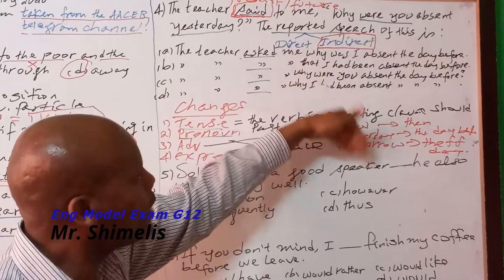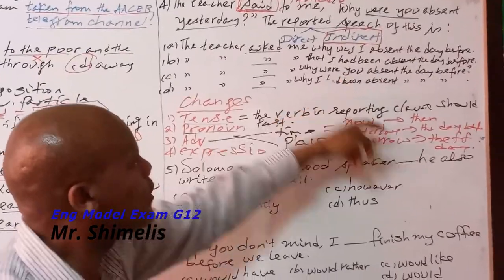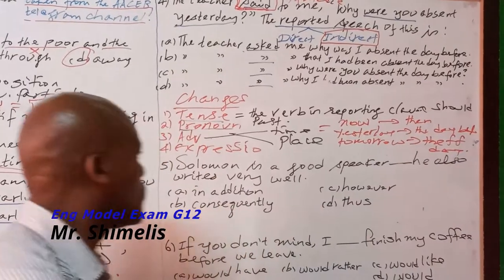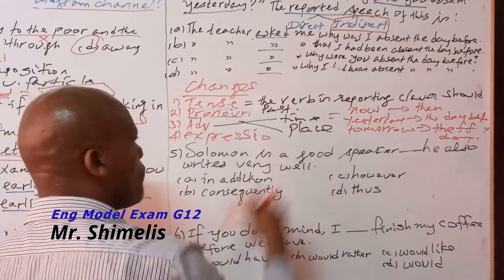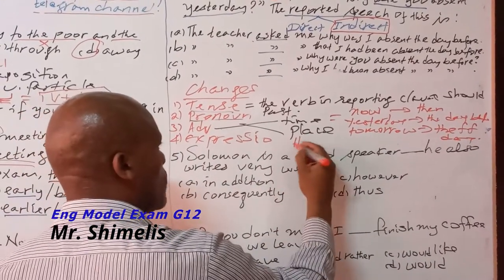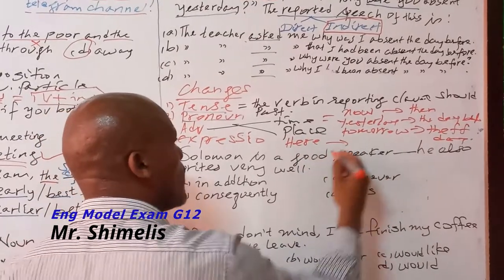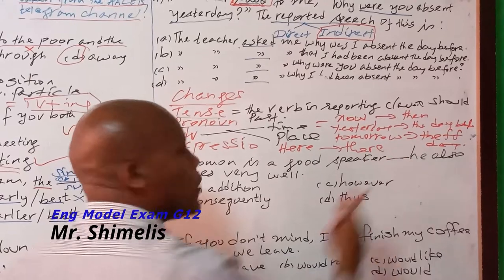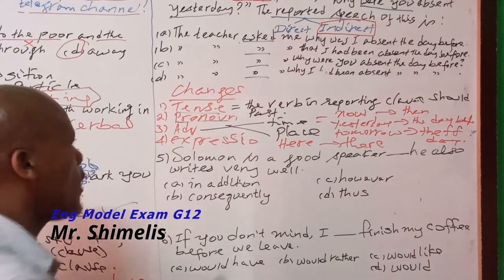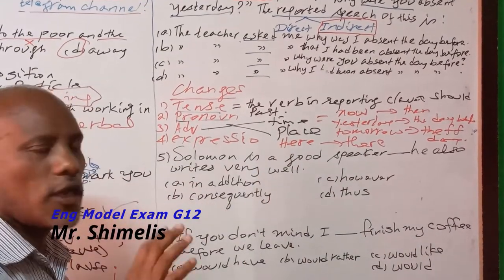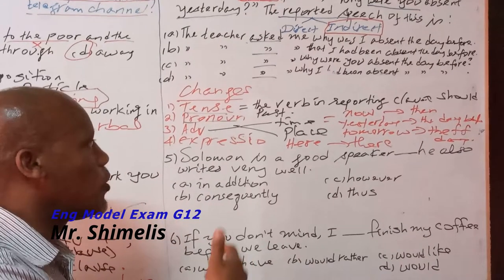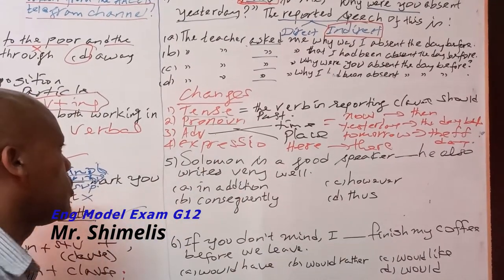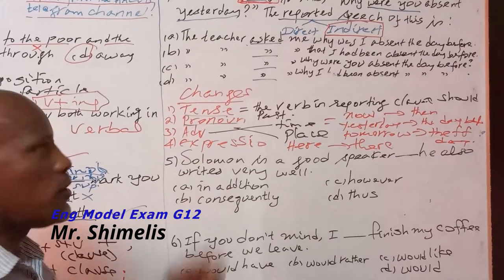So this side has adverbs used in direct speech, and this side has adverbs that are used in indirect speech. And an adverb of place, like here used in direct speech, has to be changed to there when we report. So both adverbs of time and adverbs of place have to be changed to indicate farness, okay, farness. And we have to apply expression change, okay, depending on the context.